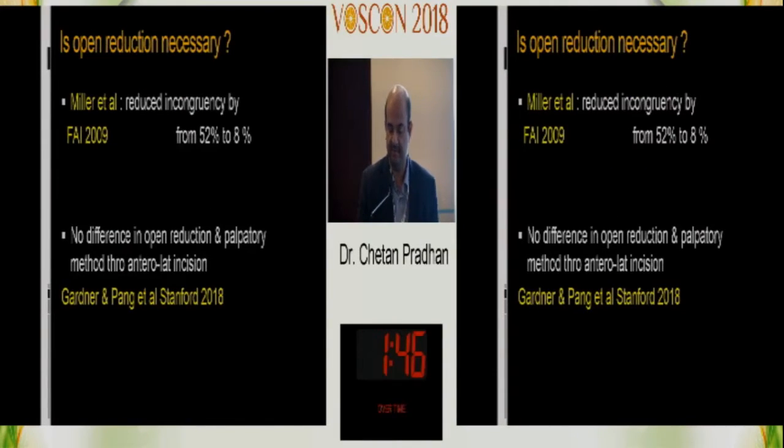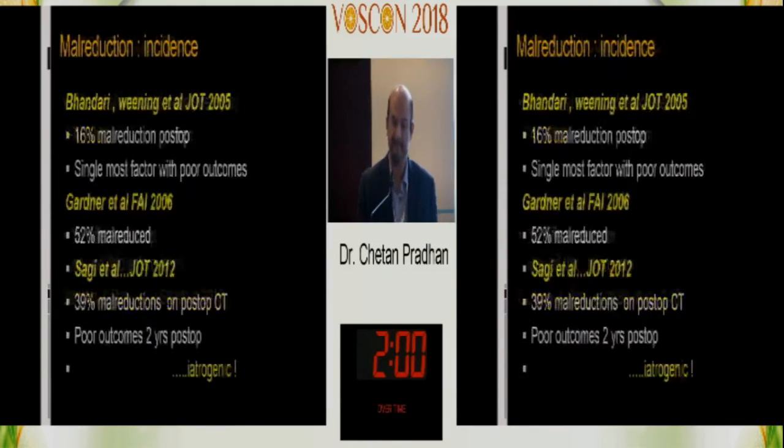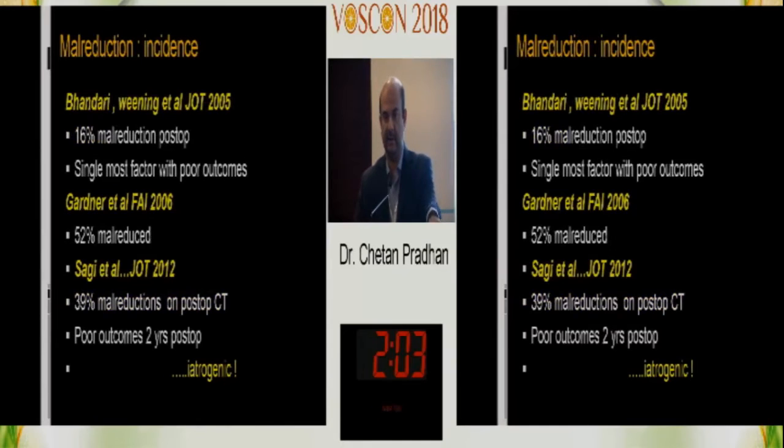Open reduction. Should we be doing open reduction? Yes, there is a role of open reduction, because currently the problem with syndesmotic fixation is not the fixation, but the syndesmotic reduction. There is an increasing incidence of malreduction of the syndesmosis. Look at all these papers, 39%, 52%, etc. And all these malreduced syndesmotic fixations will lead to poor outcomes at the end of 2 years. Most of these will be iatrogenic.